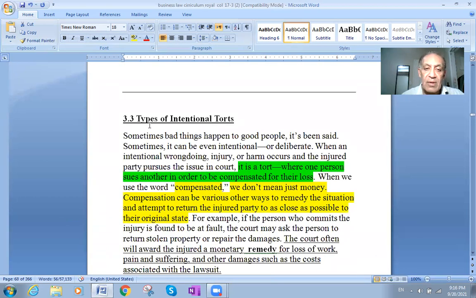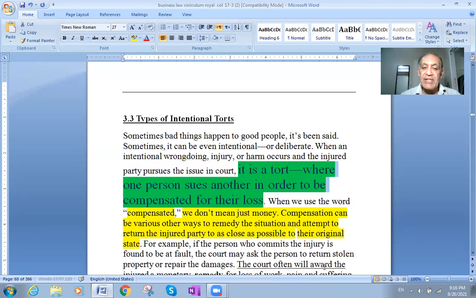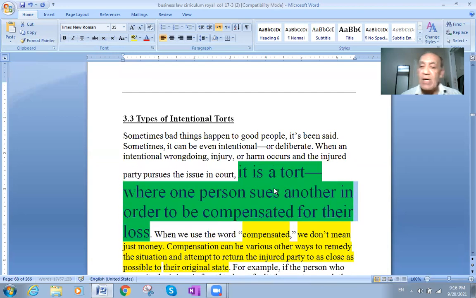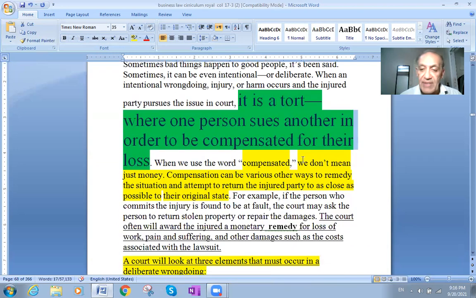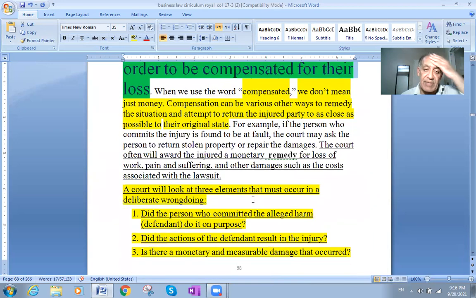Also, with intentional tort, it is a tort where one person sues another in order to compensate their losses. As an example, I had a loss, so I need compensation. So I will sue the other person to take compensation. Compensation means money.